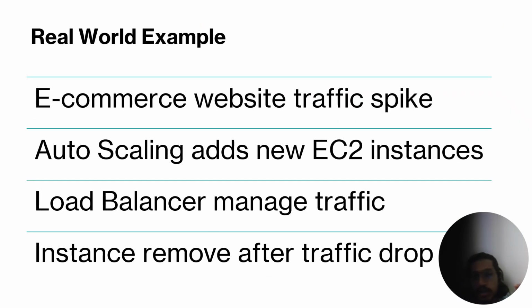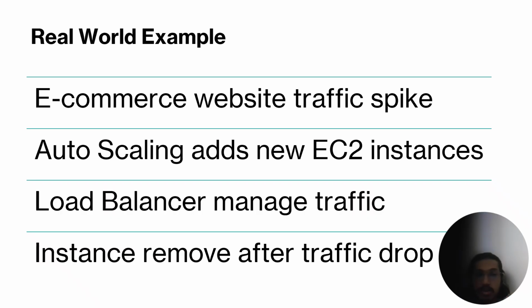So let's see a real-time example. If you have an e-commerce website or a traffic-spiking site that sees a huge spike in users during a sale, auto scaling detects the higher load and automatically launches extra EC2 instances. The elastic load balancer distributes the requests across all servers, and once the sale ends and the traffic goes down, auto scaling terminates the extra instances, saving money while maintaining the performance.